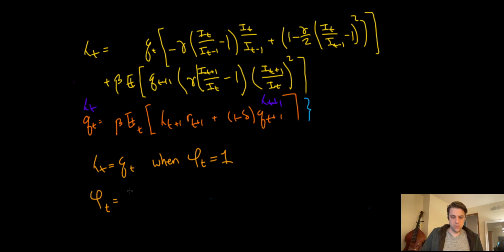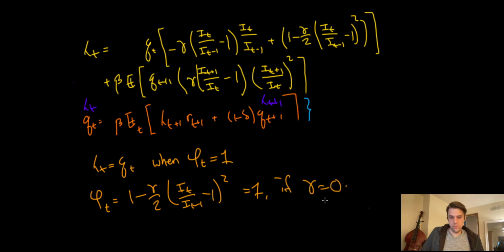We had that phi t was equal to 1 minus gamma over 2 times (it over it minus 1 minus 1) squared. It should be easy to see that phi t is 1 for any choice of it when gamma equals 0. So what I assert is, our test will be to set gamma equals 0 and recover lambda t equals qt.